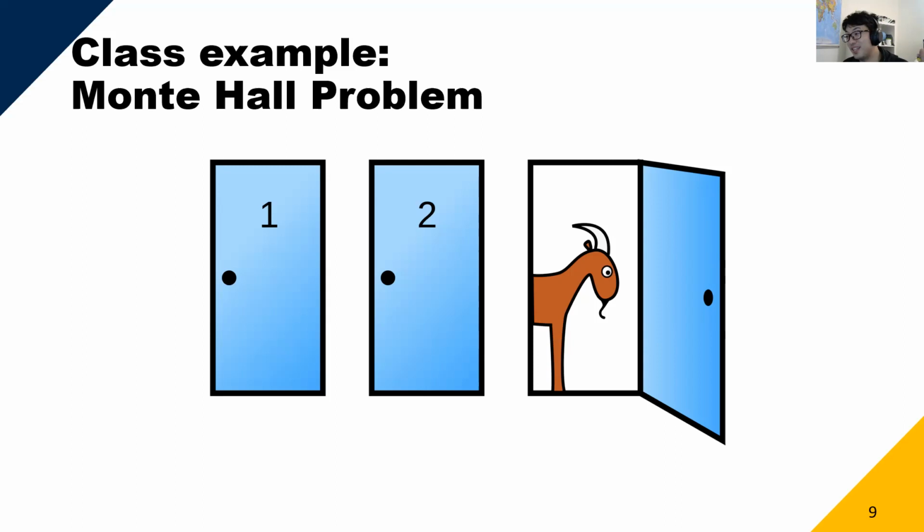So you've selected door one. And then what I'm going to do is open one of the other two doors, and I'm going to show you. We'll just use this picture as a direct example. I'm going to open door three, and I'm going to say, hey, look, behind door three there is a goat. I'm going to ask you now, would you like to switch doors?